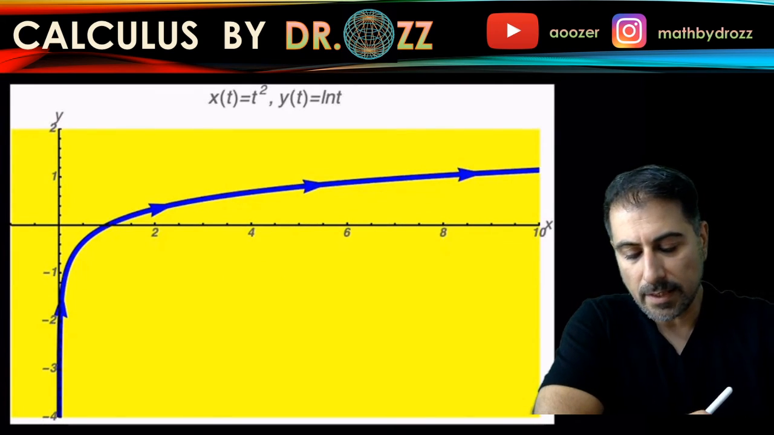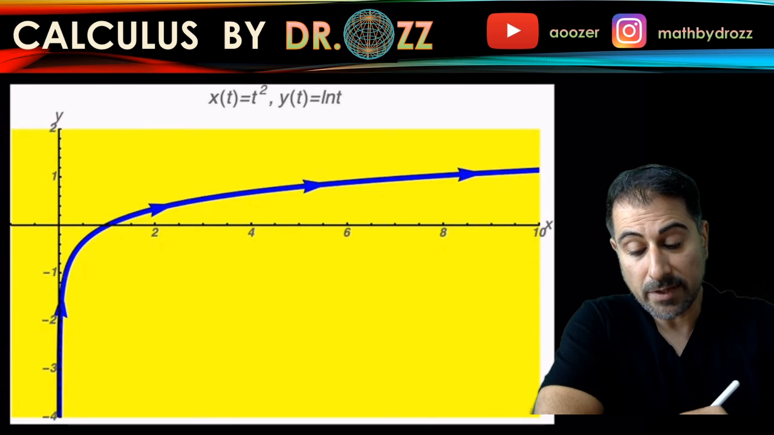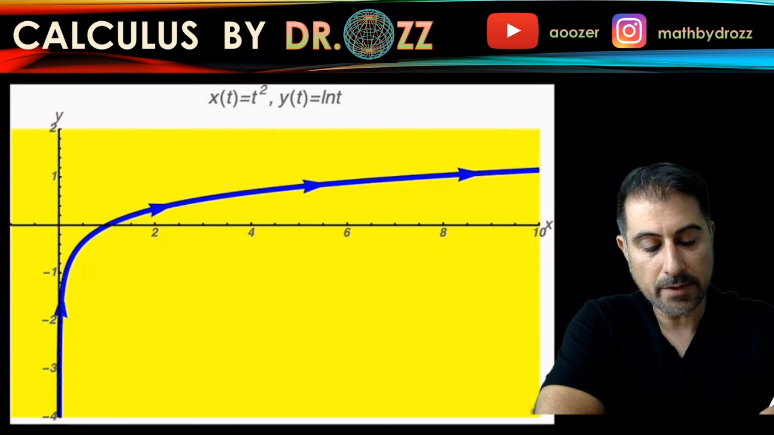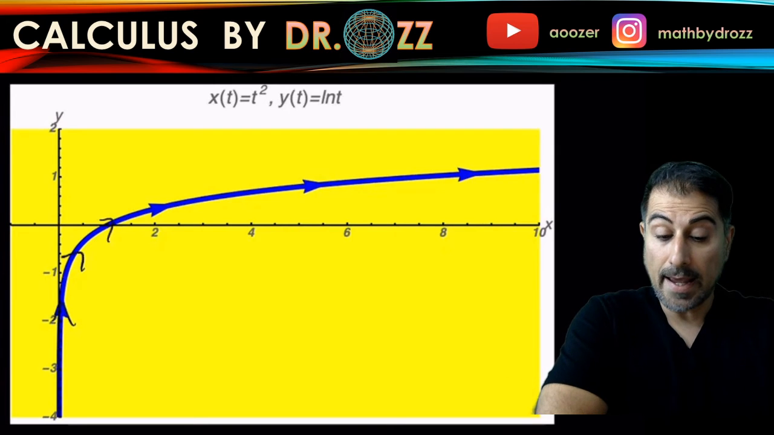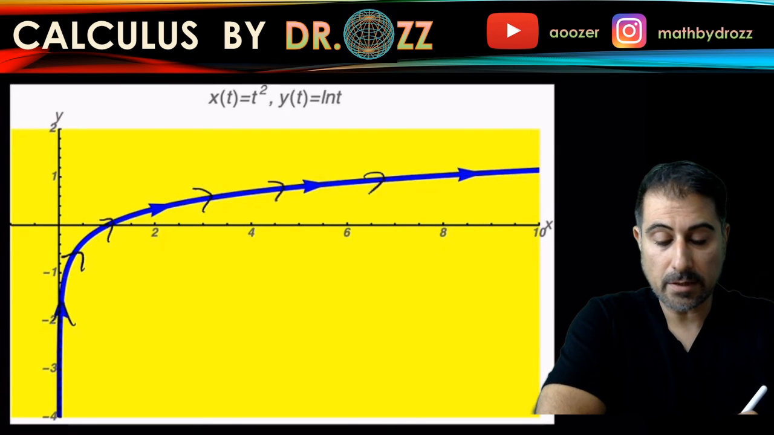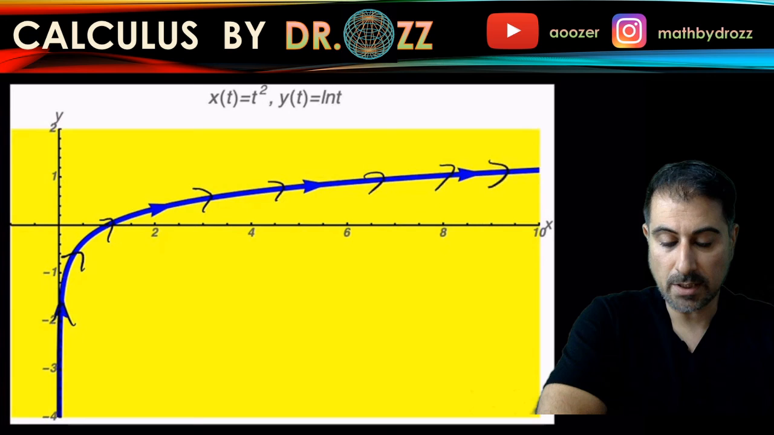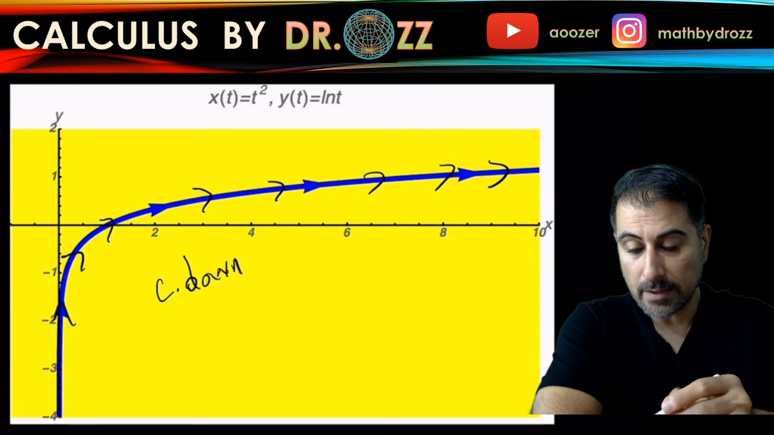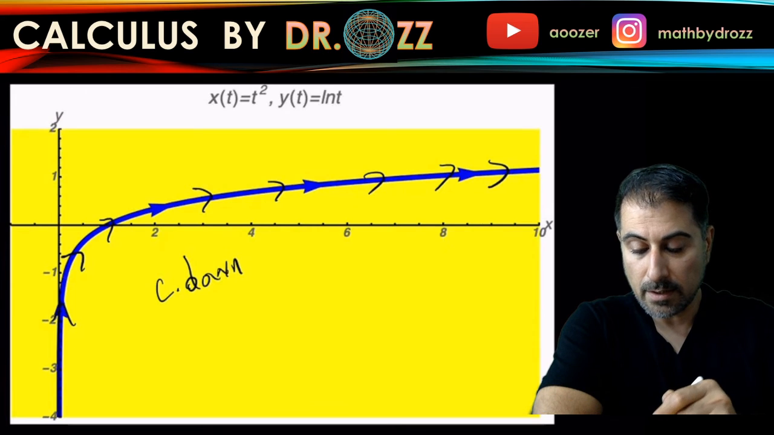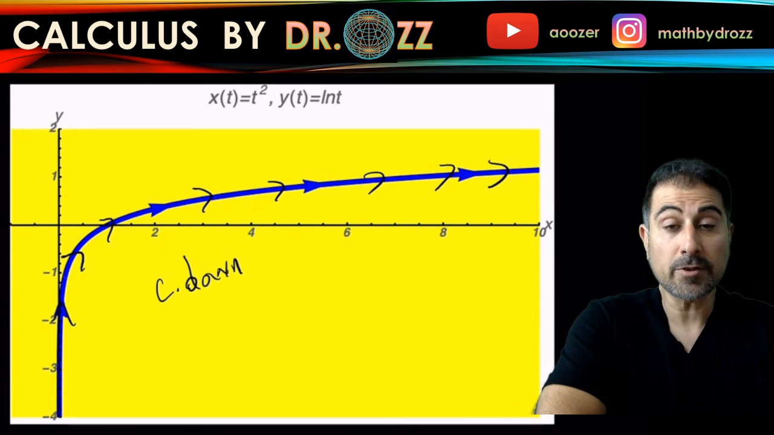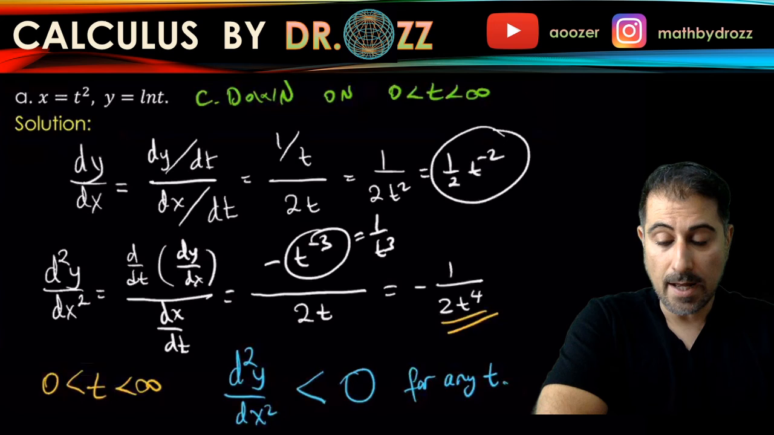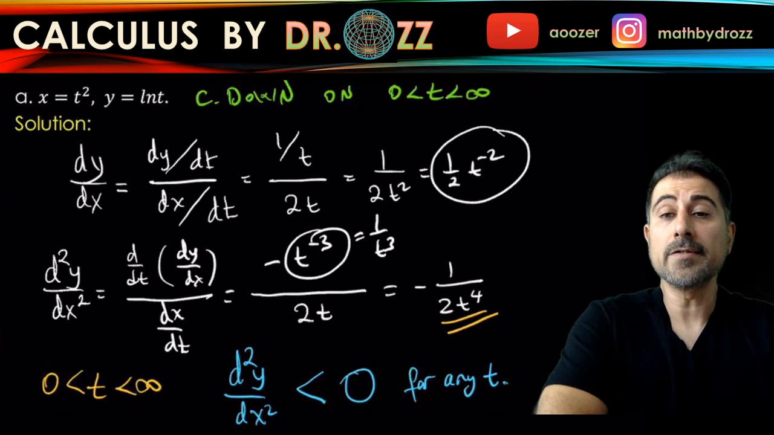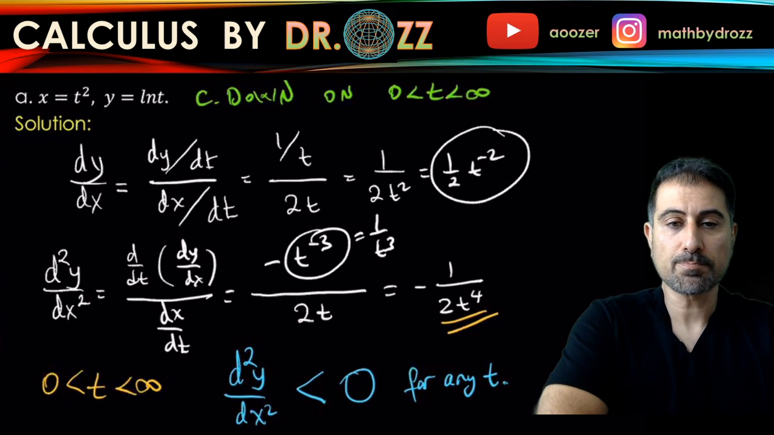And as you see, the graph comes with this direction here, the orientation, and it's concave down everywhere. So if you just graph the function, it's concave down. All right, so our analysis is correct, and we got that sorted out by looking at the sign of the second derivative of the function.